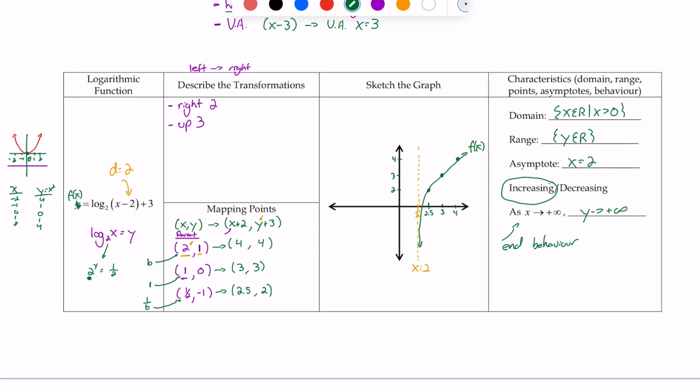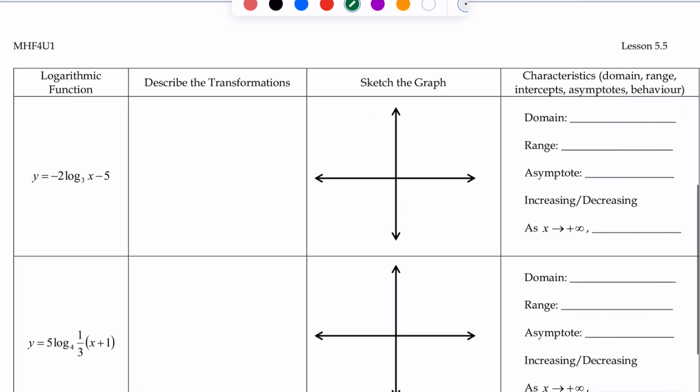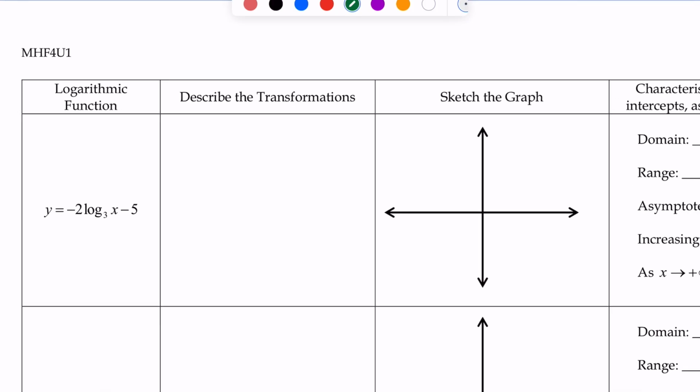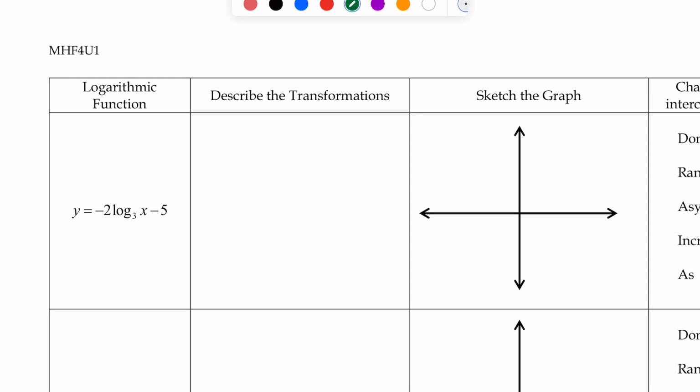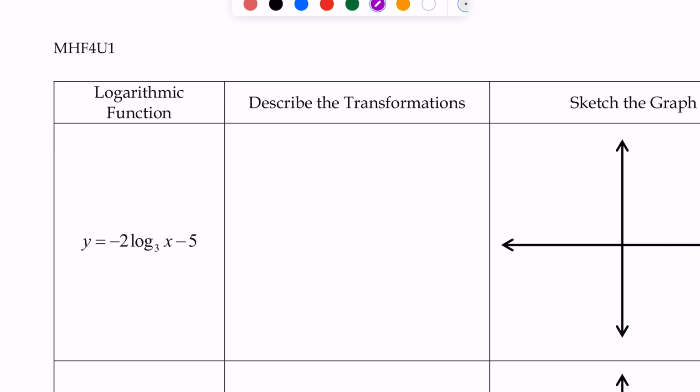Okay, let's do another example. And again, pause, try it for yourself. So we are given the function y equals negative 2 log 3x minus 5. So what transformations are we looking at here? Well, we're going to again read left to right.